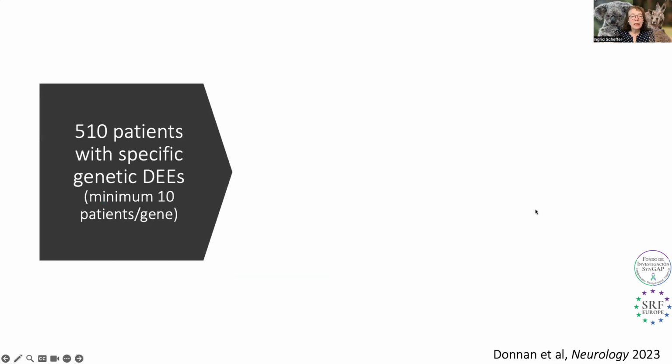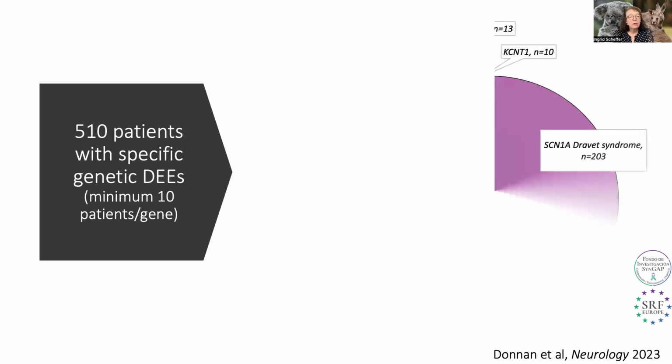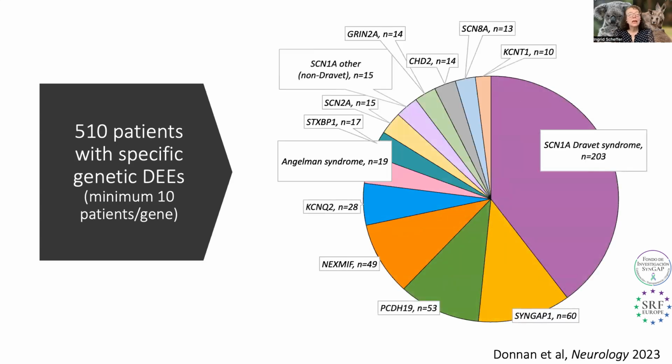So in this study, we decided to only take cohorts or groups of patients where we had at least 10 individuals with that particular gene, and we studied both children and adults. So the study involved 510 patients, and you can see all the different genes involved in the study. SYNGAP1 was the second most common after SCN1A, which was mostly Dravet children and adults, 203, but there's also SCN1A non-Dravet. And SYNGAP1 included 60 individuals.